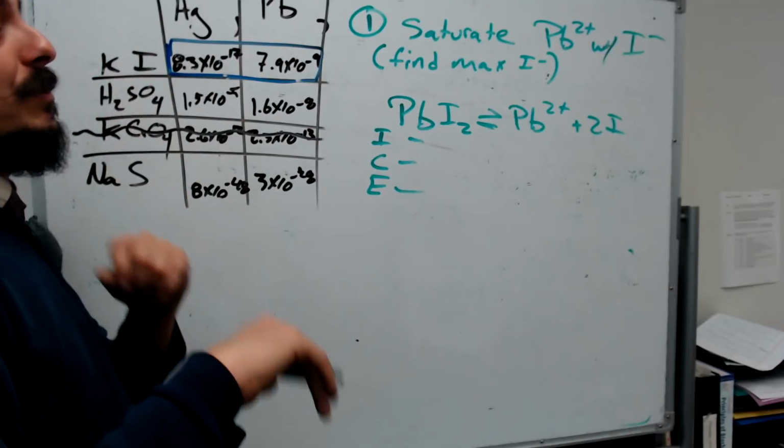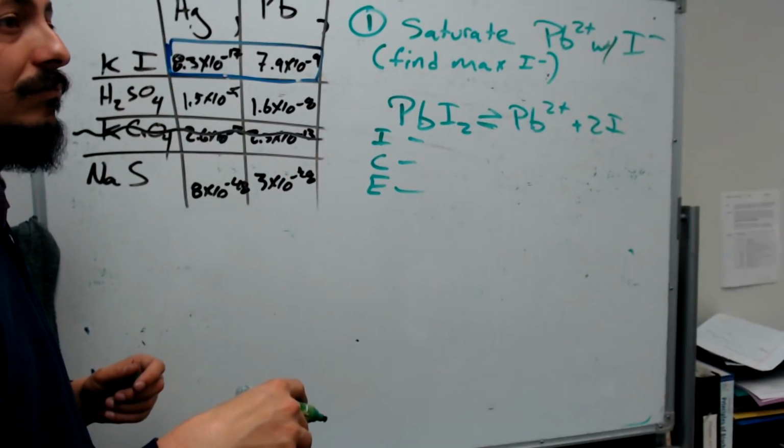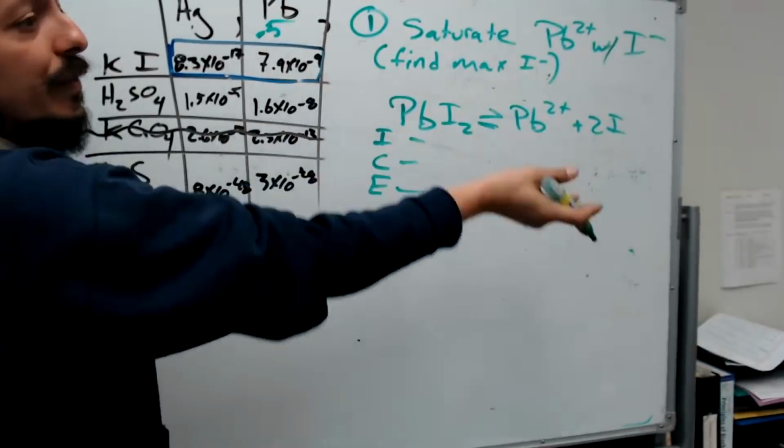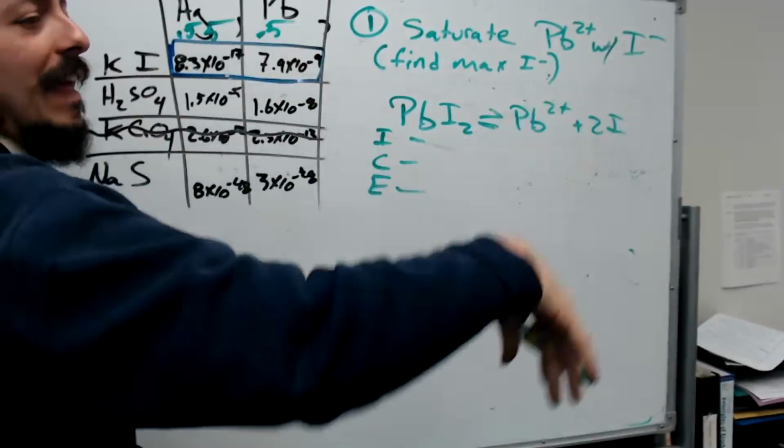Let's make up some concentration so we can do this. What's your favorite number? 0.5. 0.5? What's your favorite number? 5. 5? Let's make this one 0.55. Just hang that up.